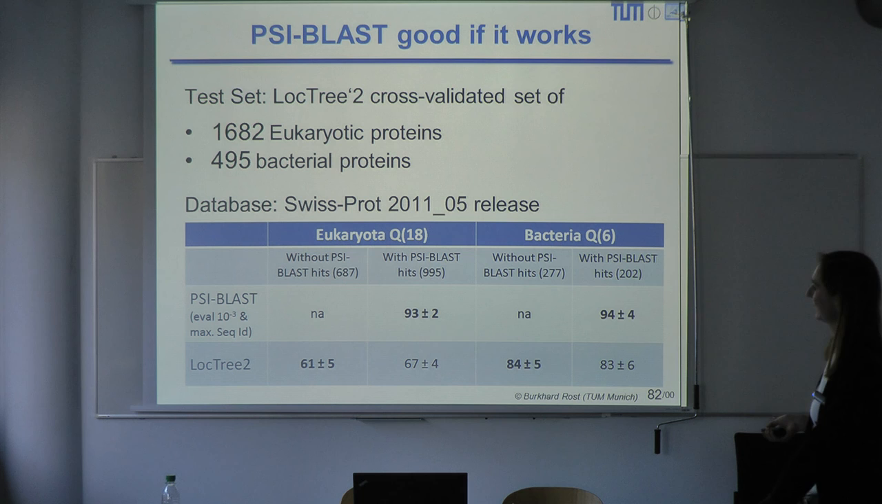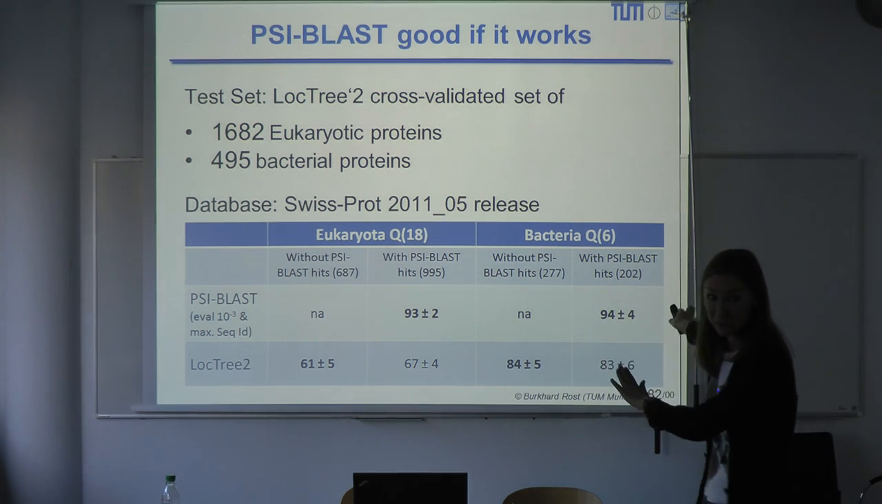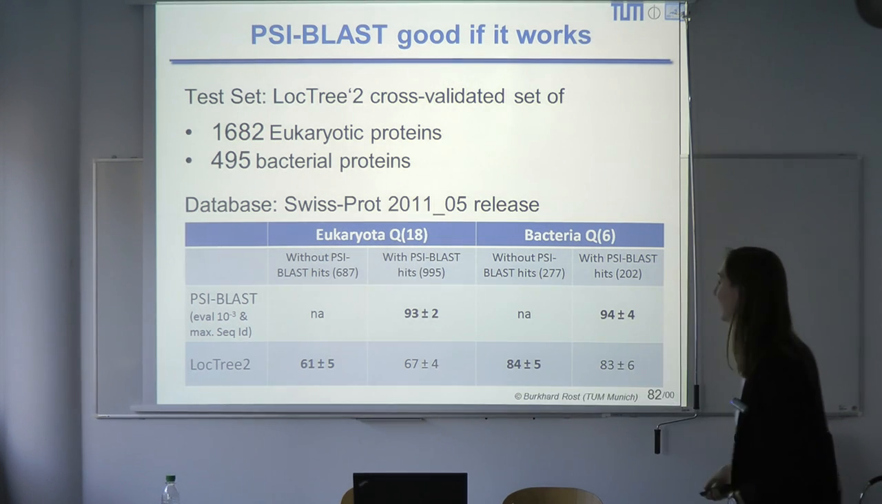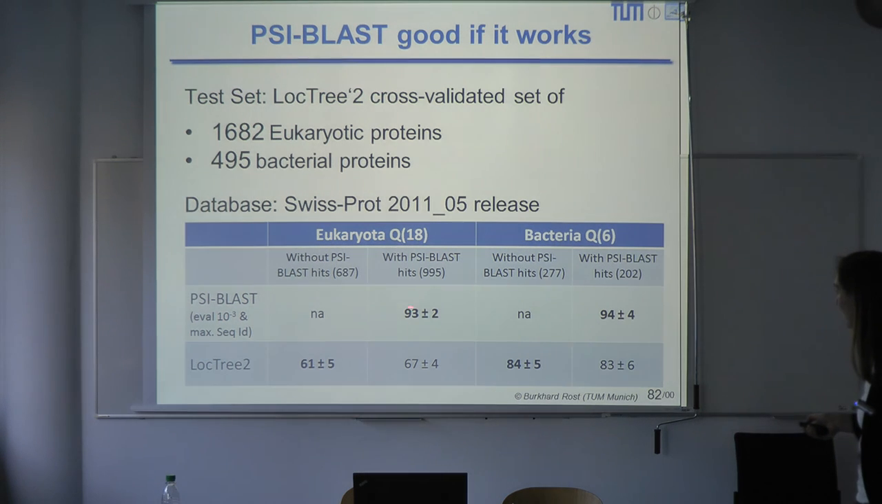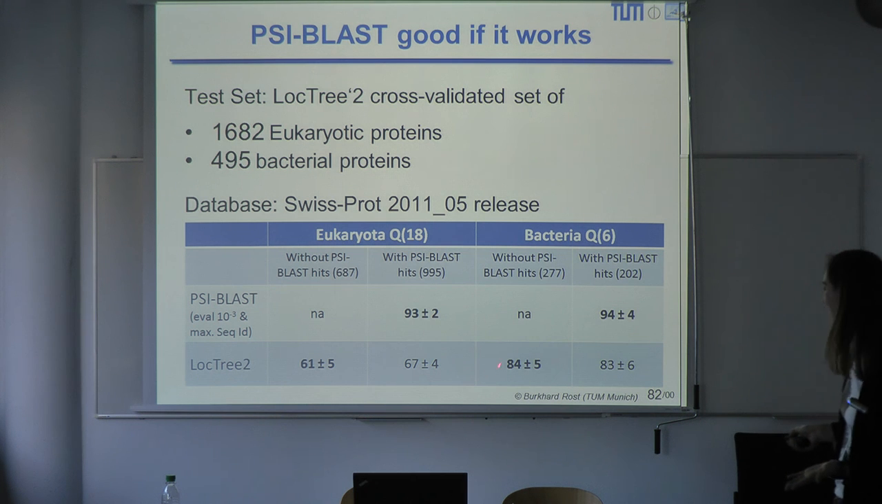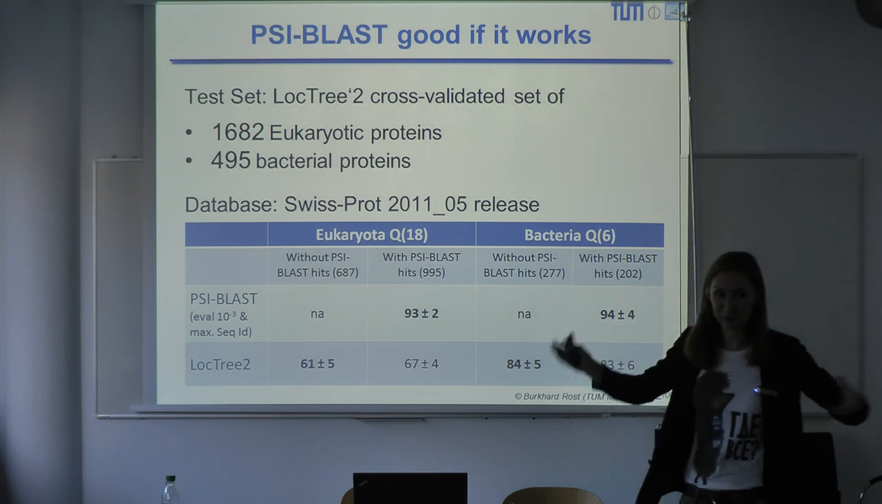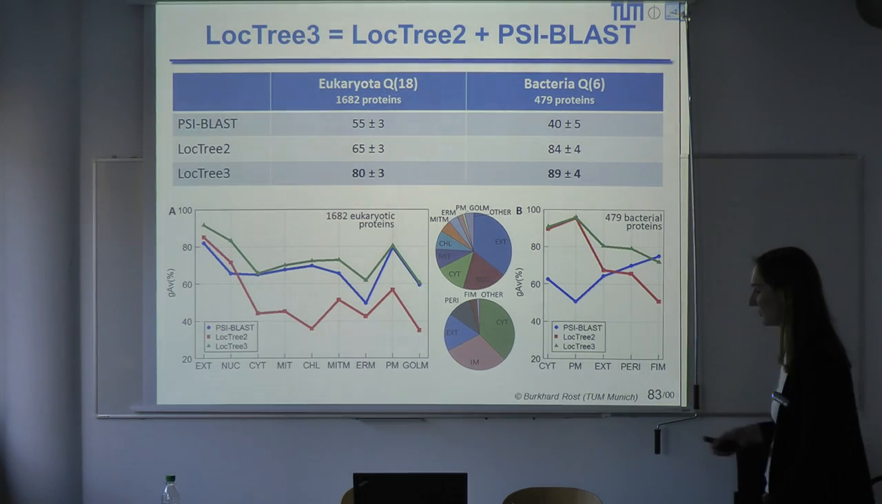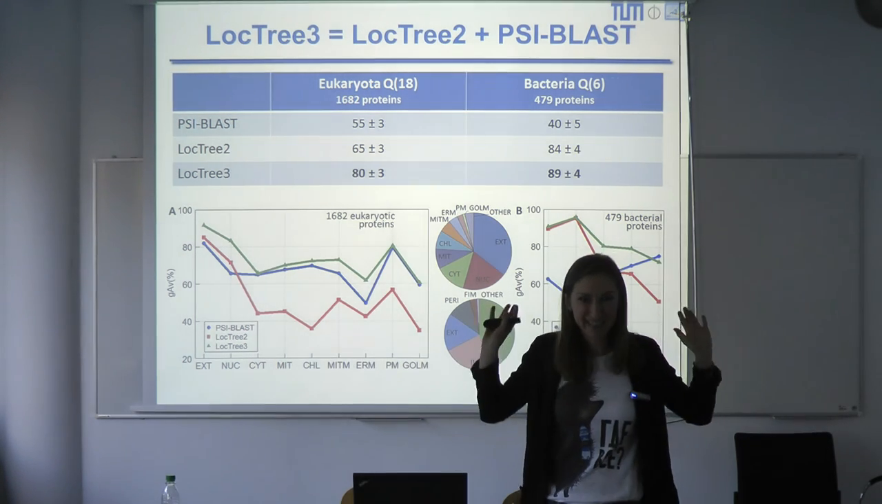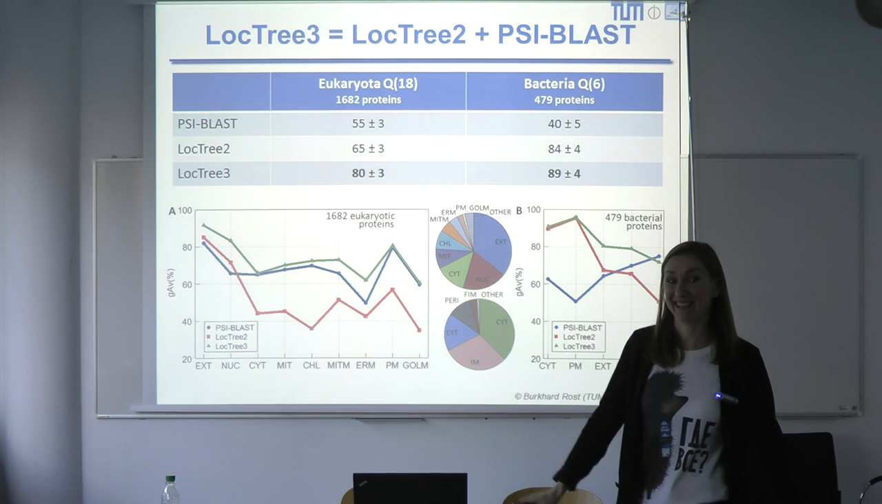We said, all right, and this project was actually a student project. We were doing this in the records class. Our students were developing that. So we compared ourselves to BLAST, and we saw that if there is homology available, then BLAST is really so much better than us. But if there is no homology available, then there are no BLAST predictions. Then there is just us, right? So how to use both? We said, all right, we are going to use BLAST if it's available. We're just going to copy the predictions. And then if there is no BLAST, then we're going to use LocTree2. And this made a new method called LocTree3.